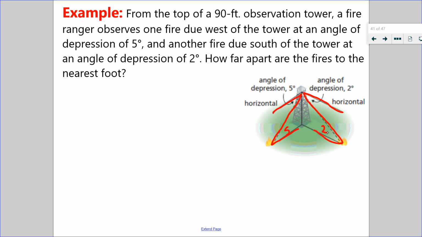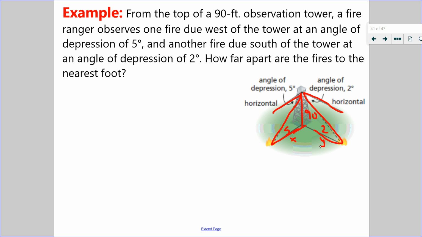Now, the tower itself right here is 90 feet, and we want to know how far apart those fires are. So what we need to do is find, based on these triangles here, the base angles. So I've got these two triangles here. This has a height of 90. If I can find this side and I can find this side, that will make a new triangle where I can find the distance between the two.